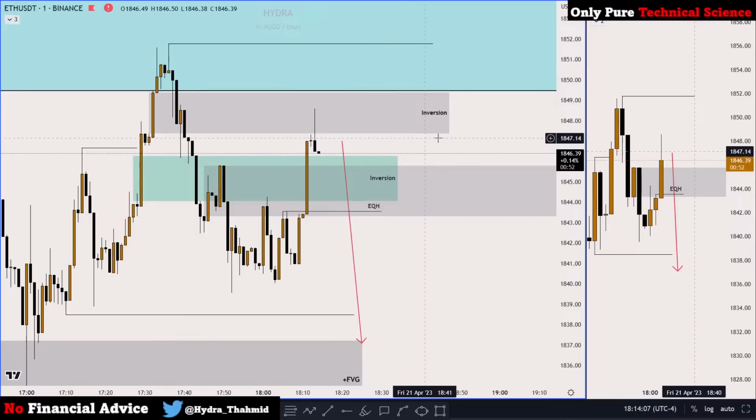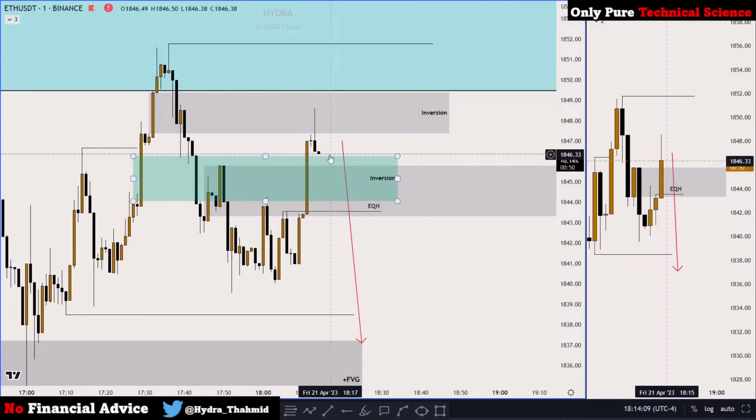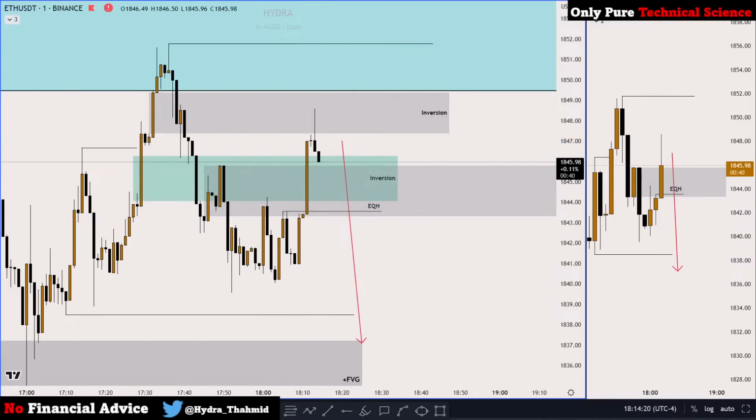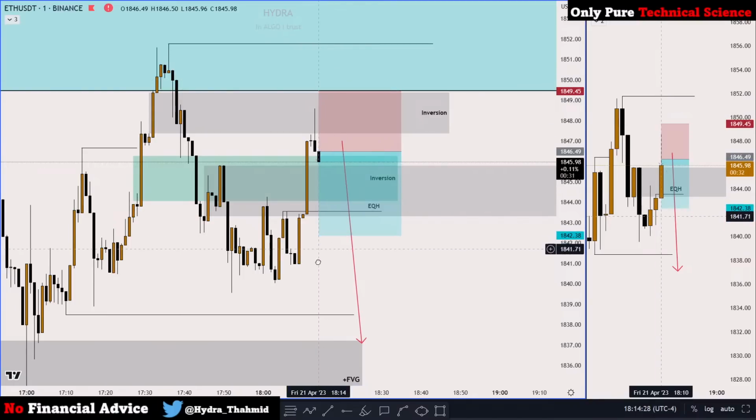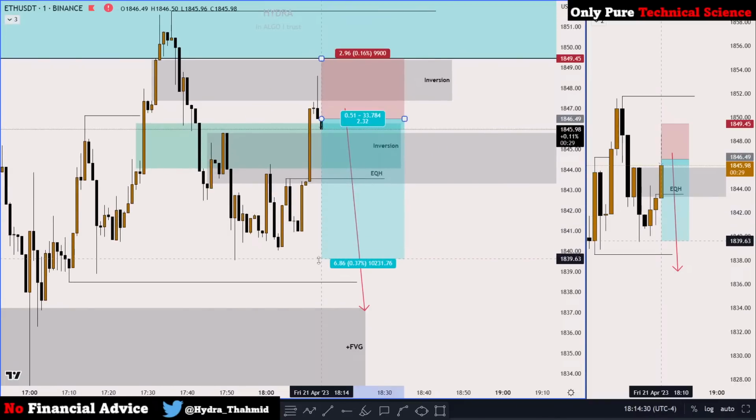So price is getting rejected from this inversion, right? I will wait for this candle to behave, and then I will tell you guys what price will do. So let's see what this candle does here. Okay, it opened lower, so the trade idea will be something like this. Right here, our stop loss will be above the inversion. Target will be these relative equal lows.